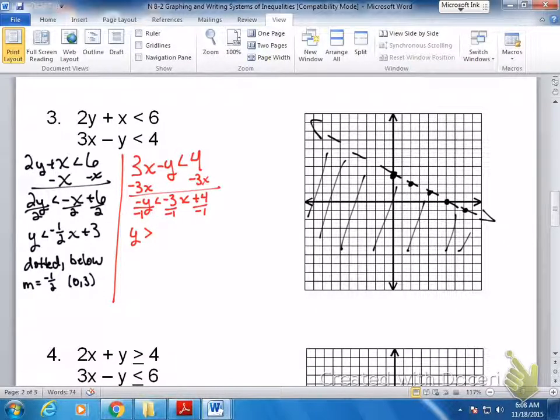Negative 3 over negative 1 is positive 3x. 4 divided by negative 1 will be negative 4. So again, we have greater than, so it's going to be a dotted line. And since y is greater than our equation, we're going to shade above. We have a slope that's equal to 3, so positive 3 over 1. Our y-intercept is negative 4, so the point 0, negative 4. So let's see, 0, negative 4, 2, 3, 4. Our slope is 3, so it's going to be 3 up, 3 over 1.